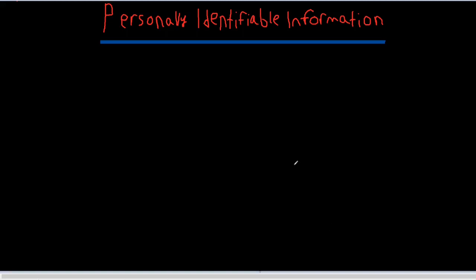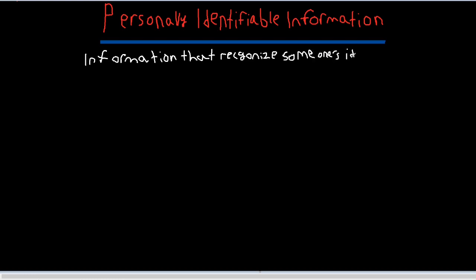In this video, we're going to learn about personally identifiable information, or PII for short. This is a quick and simple video with some examples of what PII is and how it can affect you and your friends and your family and anyone else that you know. So what is PII? PII is information that can recognize the identity of someone directly or indirectly.